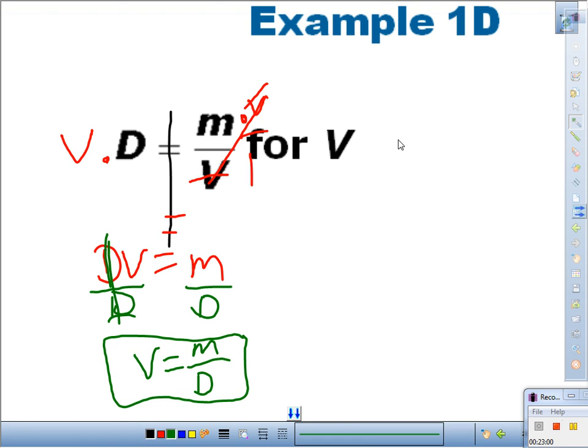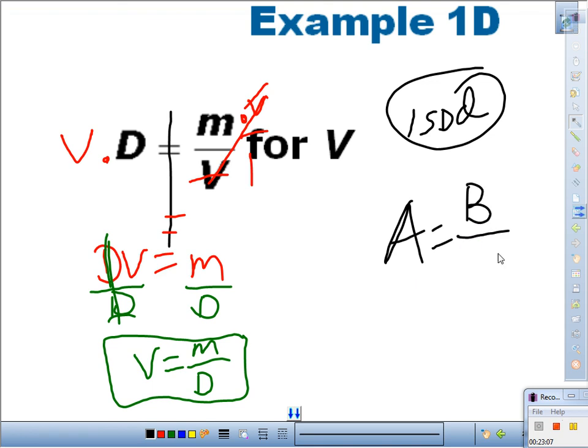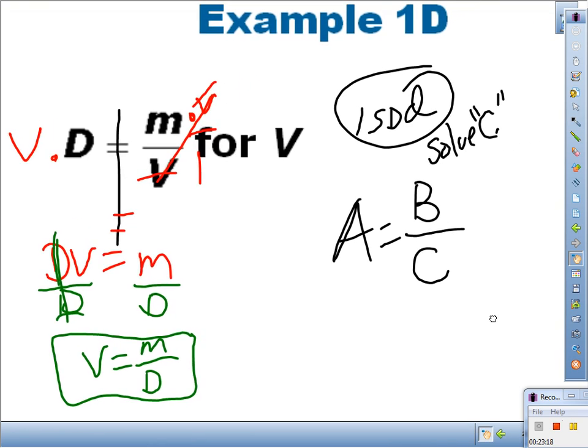Let's do another one of these. Example 1, super duper Q. A equals B over C. And I want you to solve for C. Solve for C on that one. Let's see how you do.